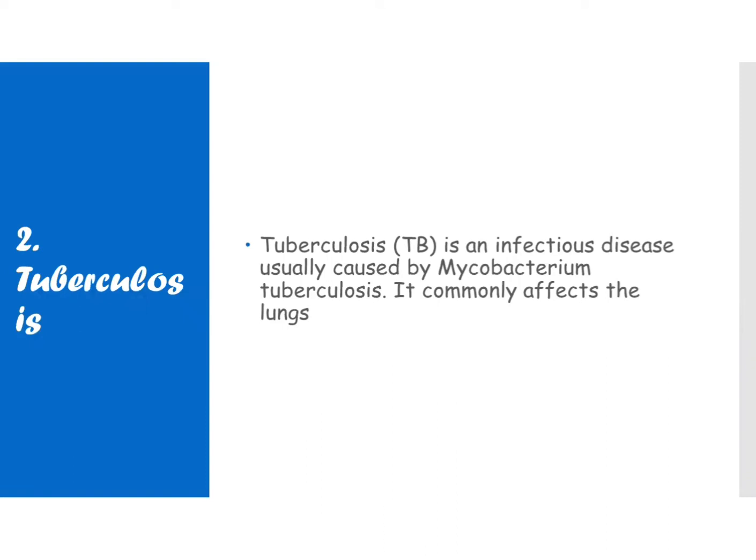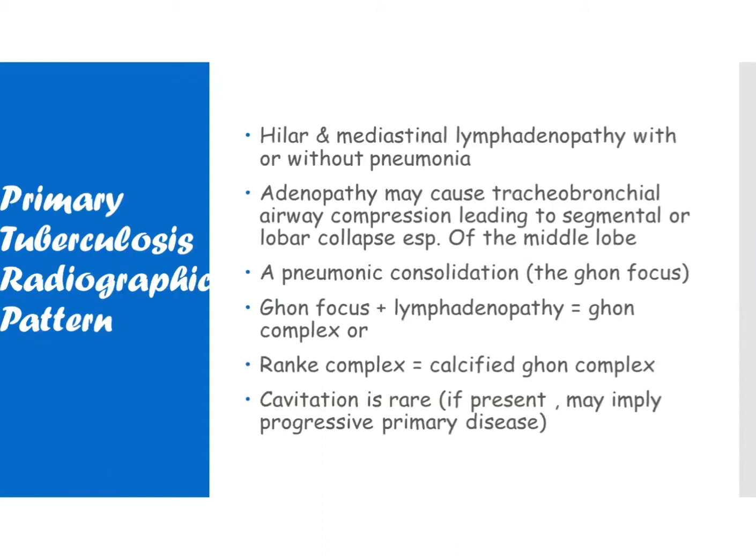Tuberculosis is an infectious disease usually caused by Mycobacterium tuberculosis. It commonly affects the lungs. So what is the radiographic pattern? You're going to see hilar and mediastinal lymphadenopathy with or without pneumonia. Adenopathy may cause tracheobronchial airway compression leading to segmental or lobar collapse, especially of the middle lobe.